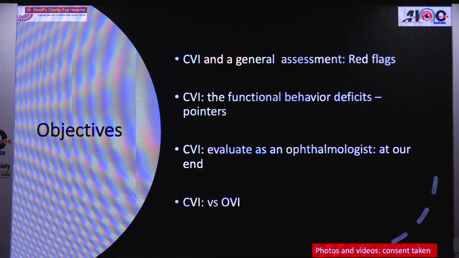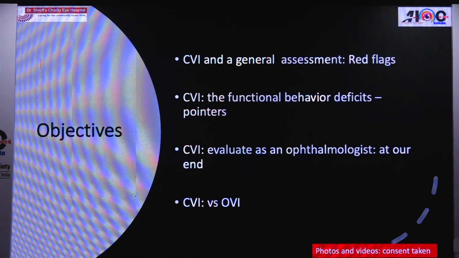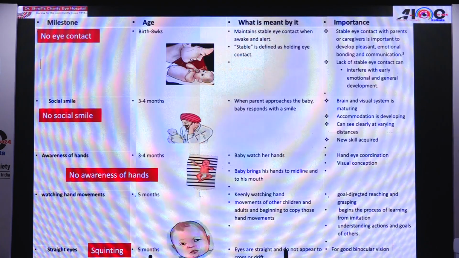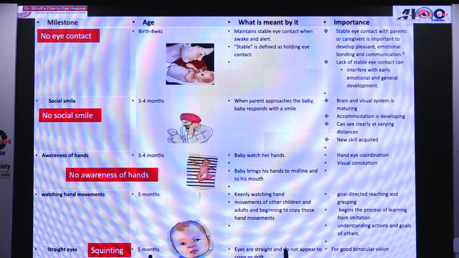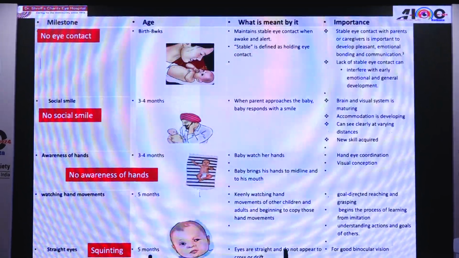CVI, the functional behavioral deficits, a few pointers towards it, and to evaluate, as an ophthalmologist, the tools we need at our end, and to reiterate how CVI is different from OVI, which is ocular visual impairment. So at birth, if a child comes to us and by 2 months there has been no eye contact, or doesn't make steady eye contact, that should be alarming to us.